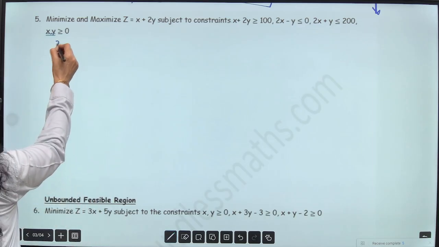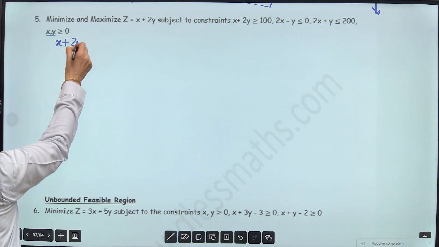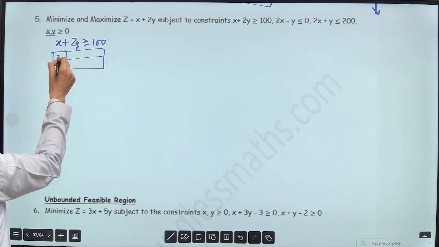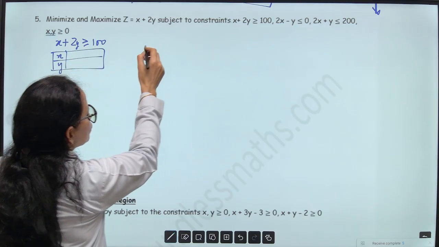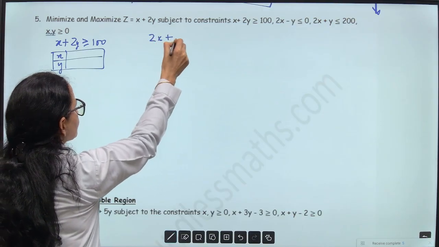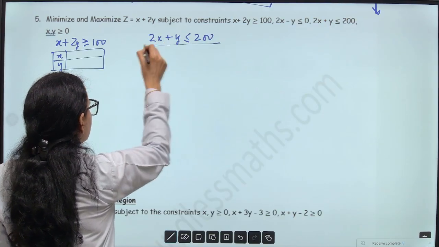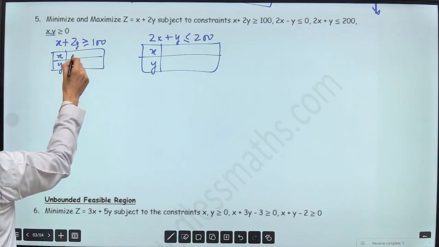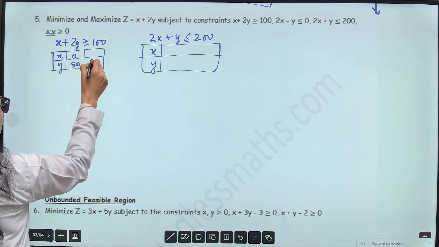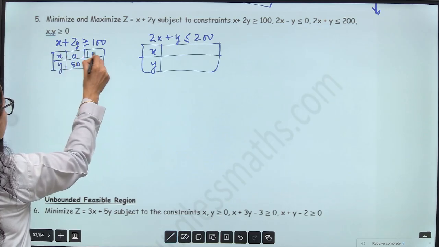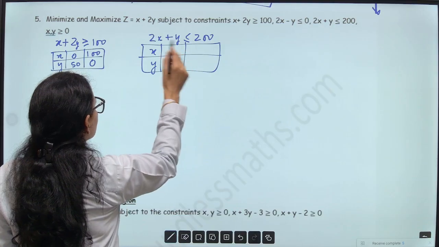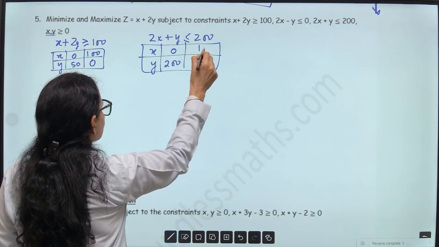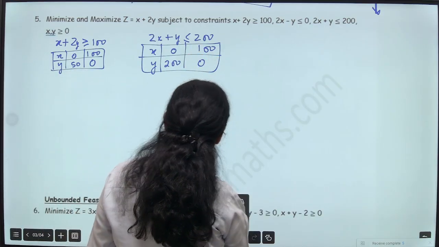So we'll again start with the explicit constraints. x plus 2y greater than or equal to 100. Make the table for x and y, and the second constraint is 2x plus y less than or equal to 200. Again make the table for x and y first. When x is 0, y is 50. When y is 0, x is 100. When x is 0, y is 200, and when y is 0, x is 100. So let's plot the graph for both the inequalities.